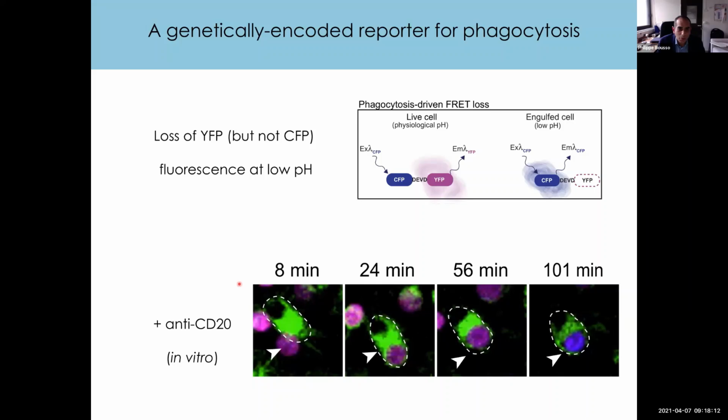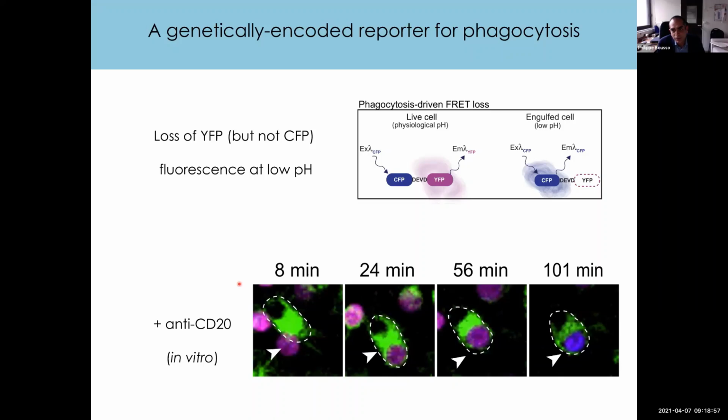And so we thought that we could exploit the different pH sensitivity of two fluorescent proteins, YFP and CFP. By creating a tandem protein with both fluorescent proteins, what we would expect is that because the YFP is not stable at low pH, in the acidic environment of a macrophage that would engulf the tumor, the YFP will disappear faster than the CFP. And we should read that by a change in fluorescence transfer, or FRET, and basically we read that as a change of color.